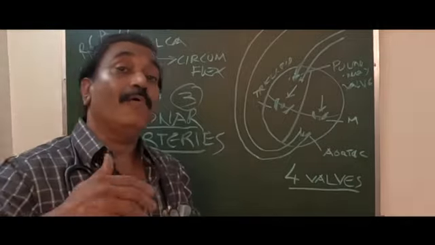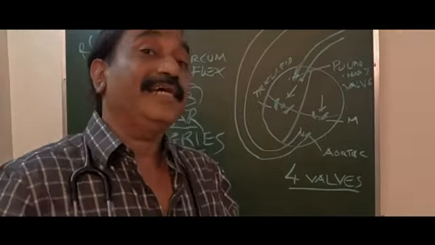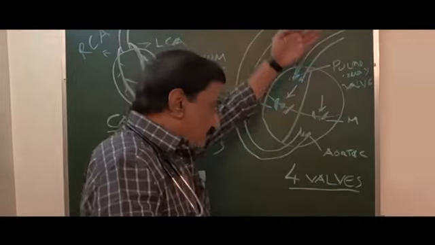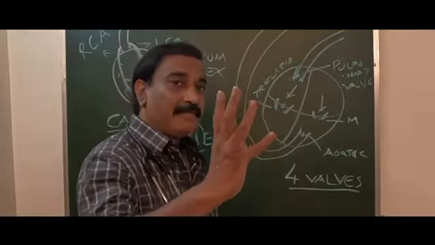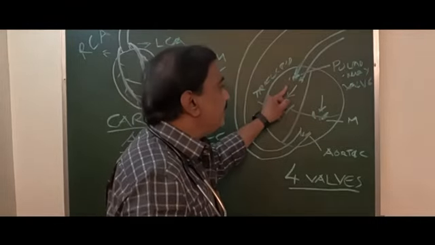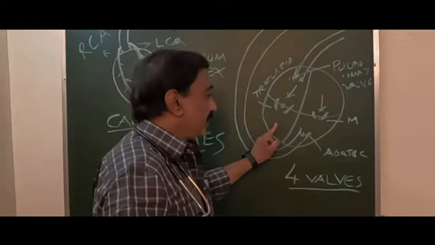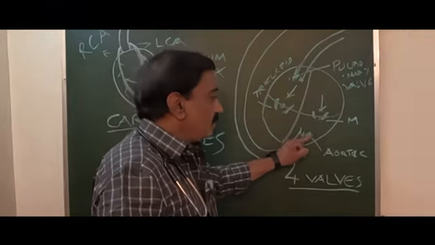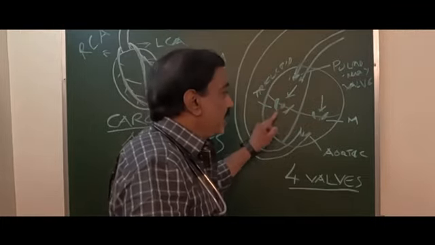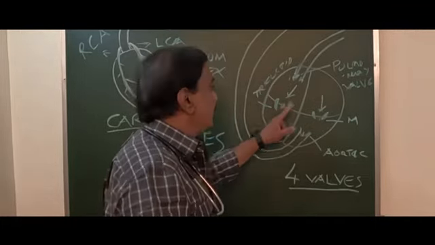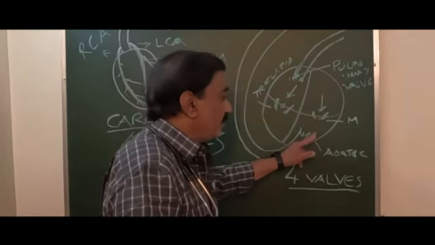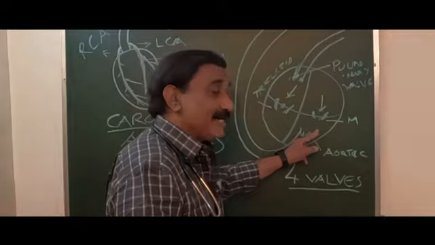Then we'll come to what the valves are. What exactly is a valve? I will tell you. When you cut the heart like this, there are four chambers in the heart. We all know that. Upper right chamber, upper left chamber, right lower chamber, left lower chamber. These two are atria and these two are ventricles.